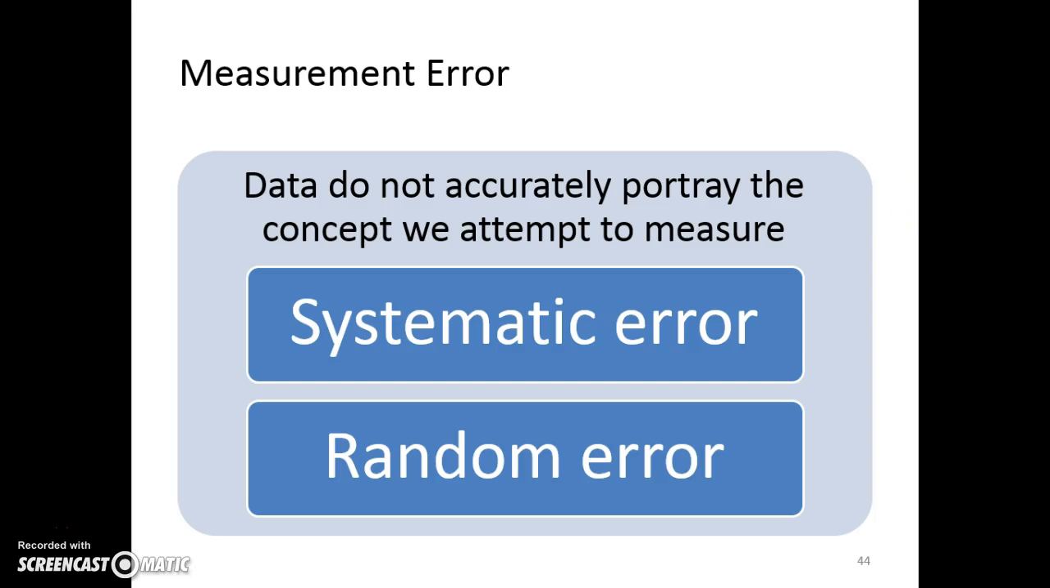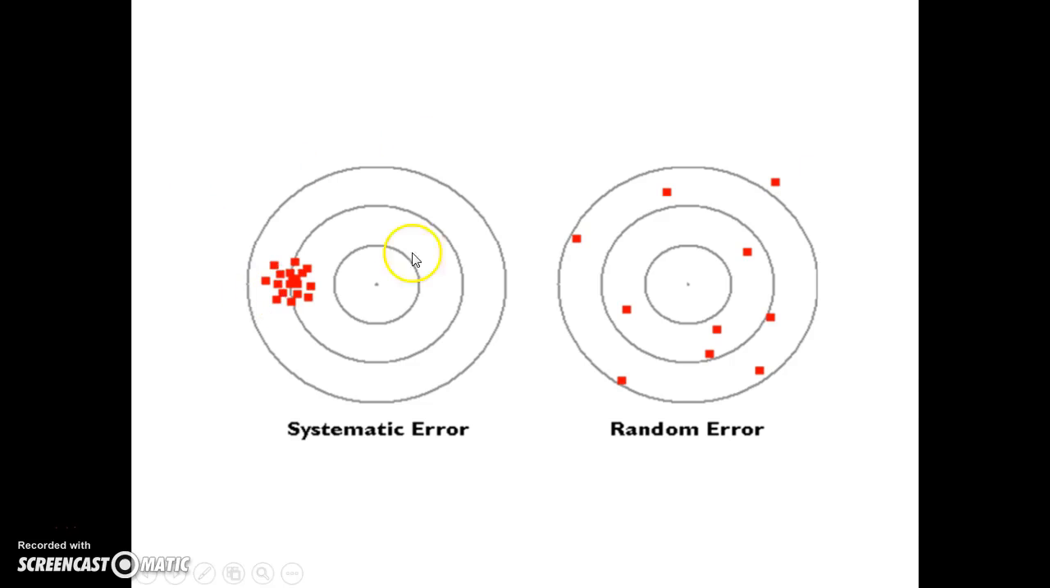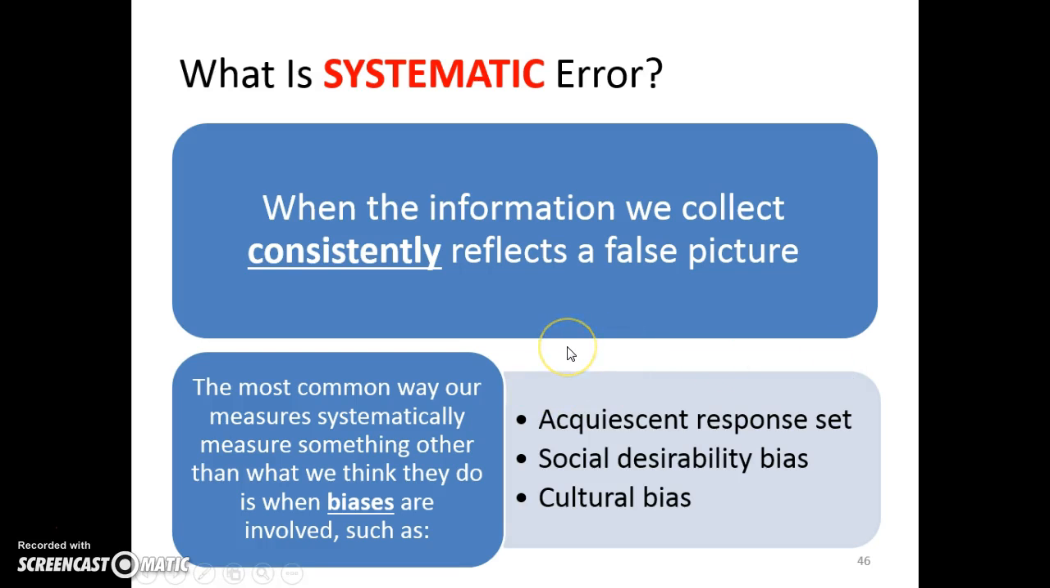So those two types, think about systematic. This is the visual we'll come back to. Systematic error means that it's consistently off. Random error is all over the place, and the fact that it's random makes a big difference, and we'll look at why. So systematic error almost always includes a bias. Let's say I'm asking questions in a certain way that makes people answer differently than what they really feel. If everybody answers in that certain way, then that consistently reflects a false picture.